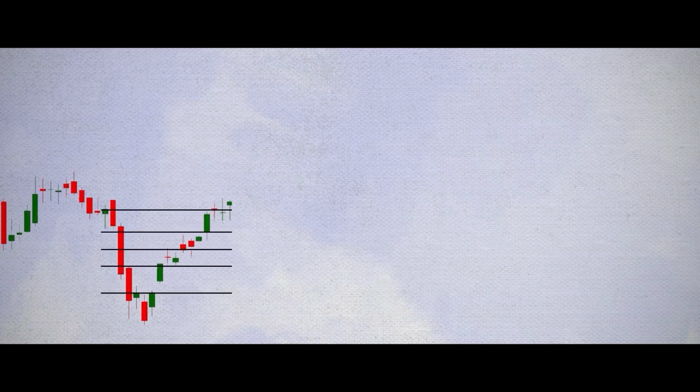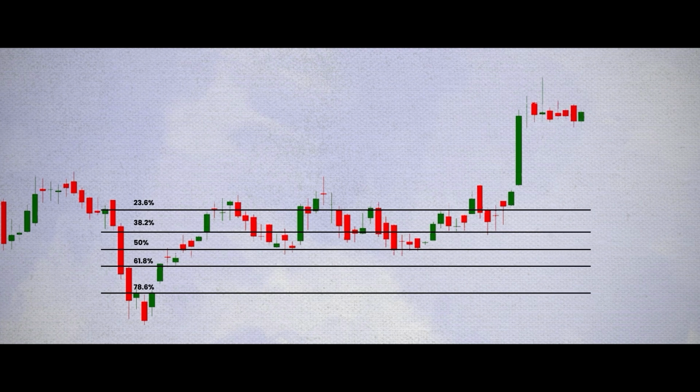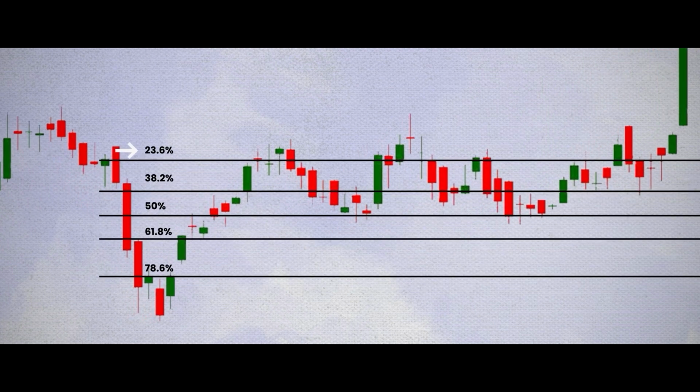As you can see, Fibonacci retracement levels are horizontal lines. They indicate where support and resistance are likely to occur. Each level is associated with a percentage. The percentage is how much of a prior move the price has retraced. The Fibonacci retracement levels are 23.6%, 38.2%, 61.8% and 78.6%. While not officially a Fibonacci ratio, 50% is also used.